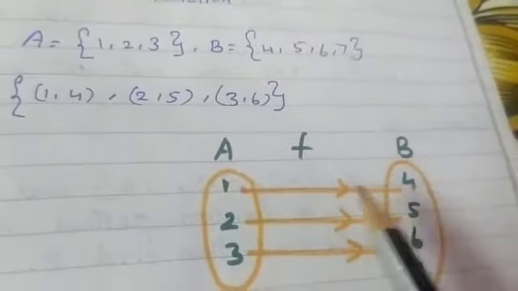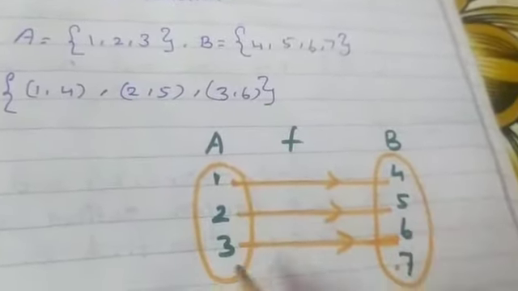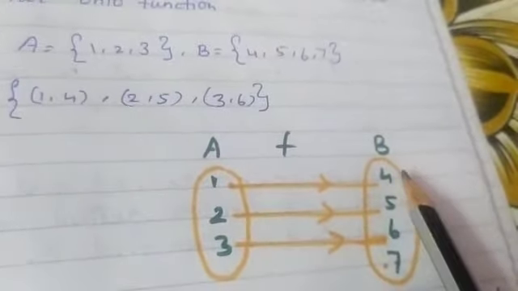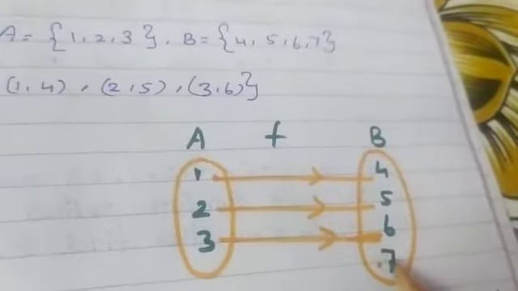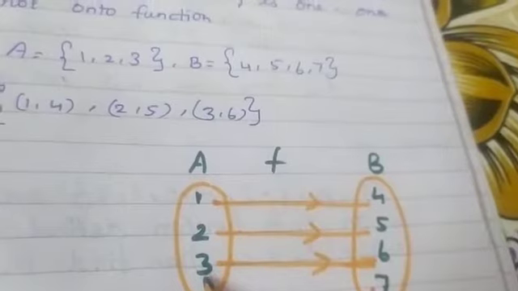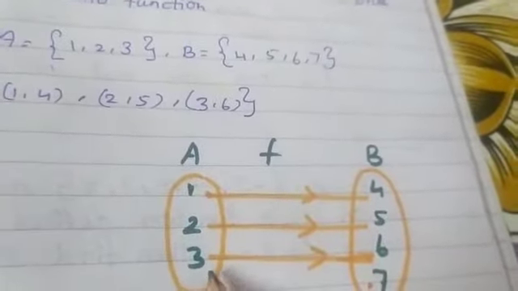You can see that 1 is only related with 4, 2 is only related with 5, 3 is only related with 6. So it will be considered as a 1 to 1 function. And you can also see 7 does not have a pre-image in A. So it will not be considered as an onto function.